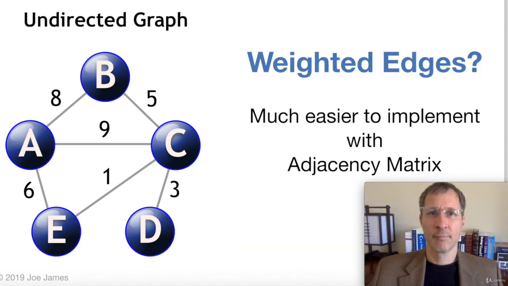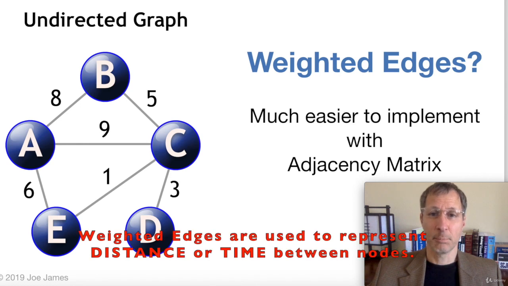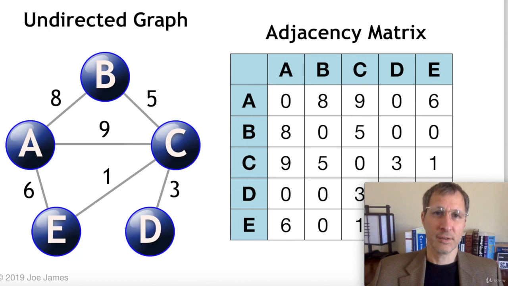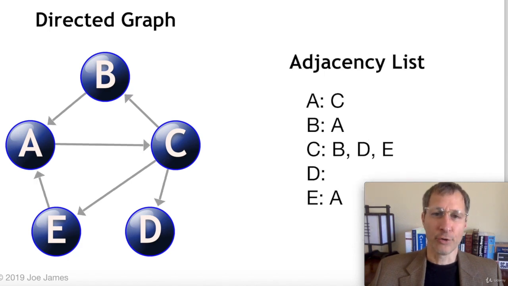Now, if you have weighted edges, it's much easier to implement this with an adjacency matrix. Why? Because instead of putting just a 1, you can put the weight in the matrix. In an adjacency list, you'd have to probably put a tuple, which includes the weight. In a directed graph, it's fairly easy to implement in either one of these. So in an adjacency list, you would just put the outbound edges from each vertex. So from A, you can see that A has an outbound edge to C. So we would list in A's adjacency list only node C.